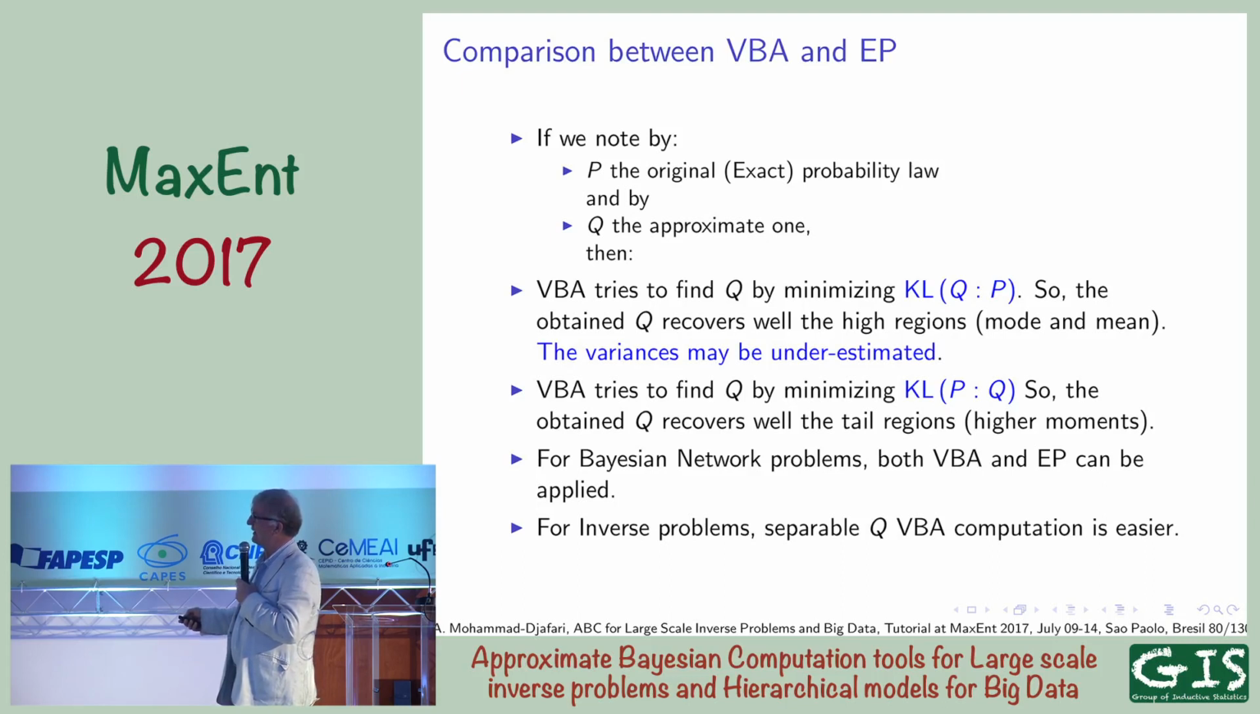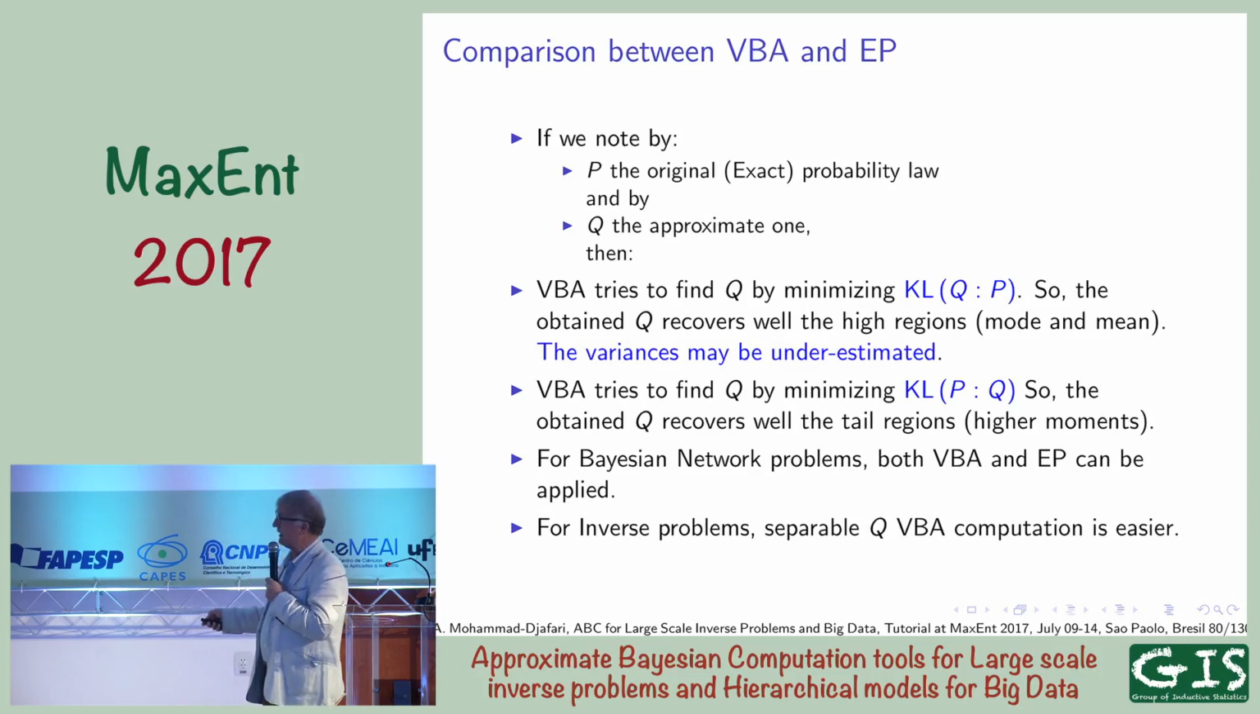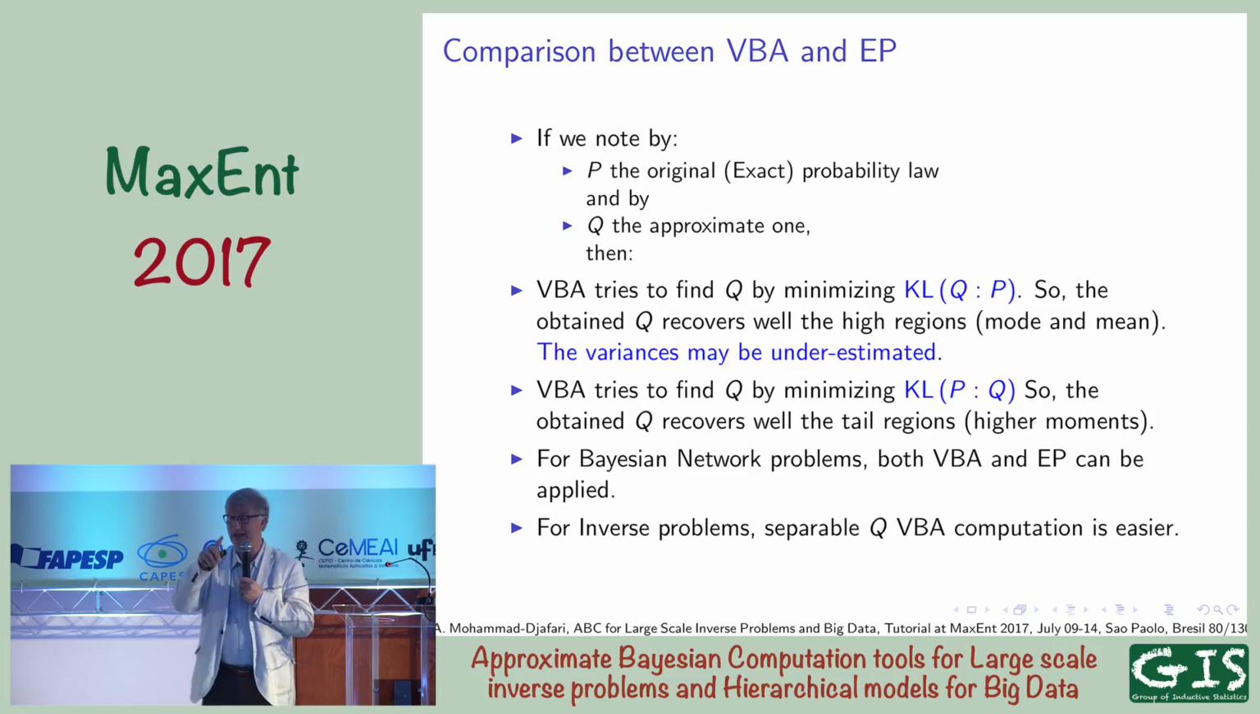These are the main points actually. Assume that P is exact. I am going to summarize. Q is the approximate one. In VBA, we try to find this approximation by minimizing this. If you look at the expression of KL, because the integration is with respect to Q, which is factorized, it is much easier to write the derivative of KL with respect to each factor, put it equal to 0, and obtain the VBA algorithm.